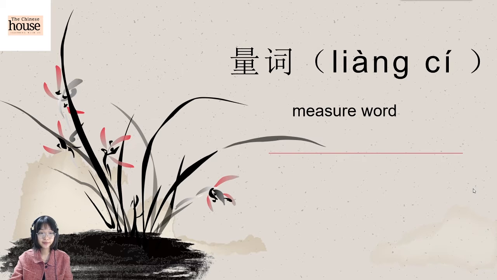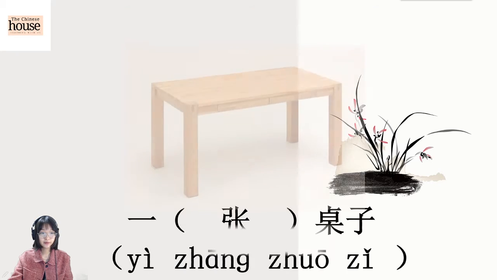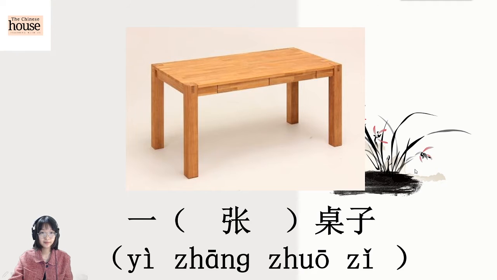So, the first thing we have is a desk, which we call 一张桌子. You cannot say 一桌子 or 一个桌子, then that will be kind of strange. Have to use 张, flat tone, 张, 一张桌子.